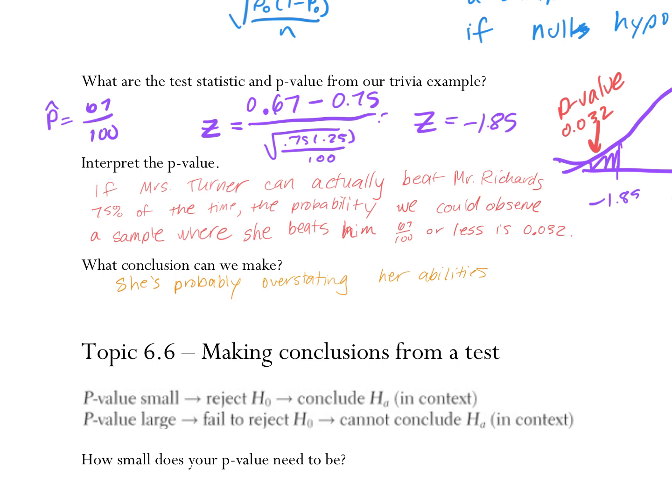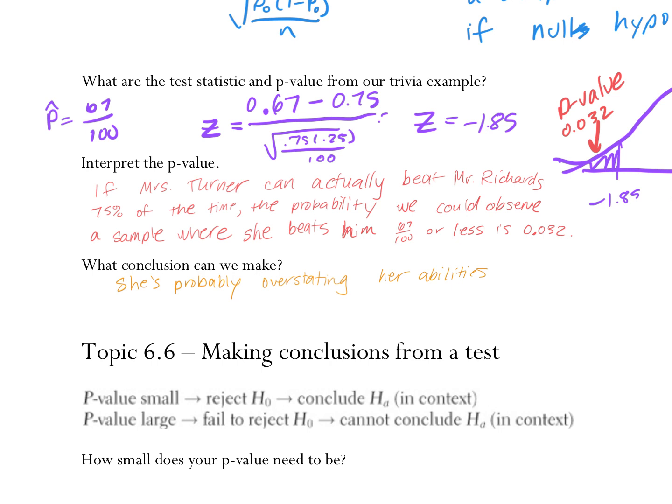Because it's super unlikely. I didn't mean to turn the page. Though, frankly, guys, if I had to pick which one of the two of them would overstate their abilities, it's not Turner. If I had to pick who in the math department would overstate their abilities, definitely me. Definitely.